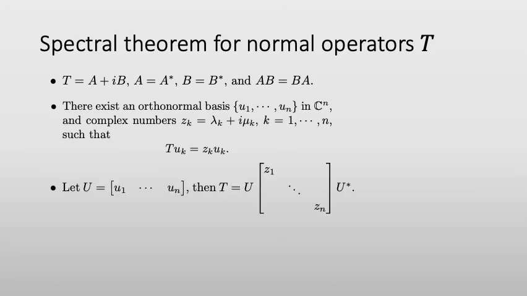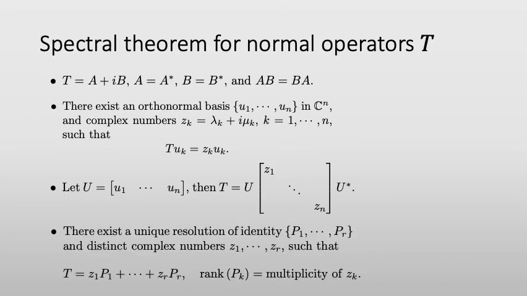Under this orthonormal basis, the matrix of T is unitarily equivalent to a diagonal matrix with entries z1 up to zn. The above result can be restated by means of projections. When using distinct eigenvalues, the operator T is a weighted sum of spectral projections. The dimension of each projection is equal to the multiplicity of the associated eigenvalue.